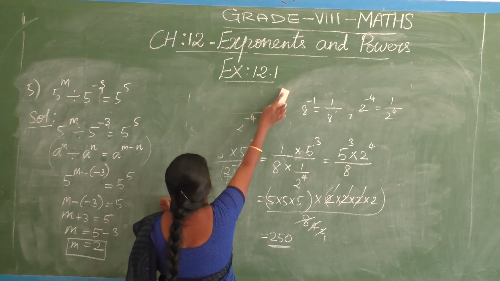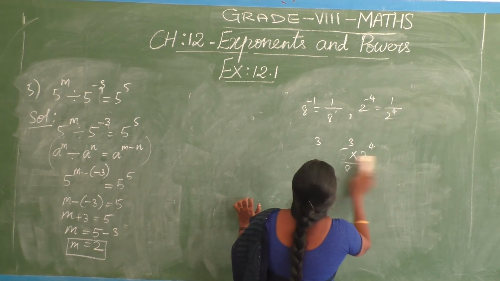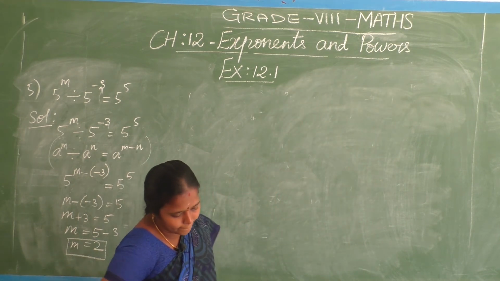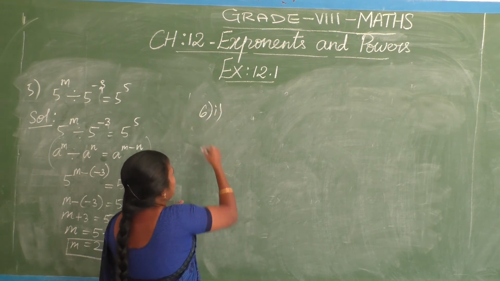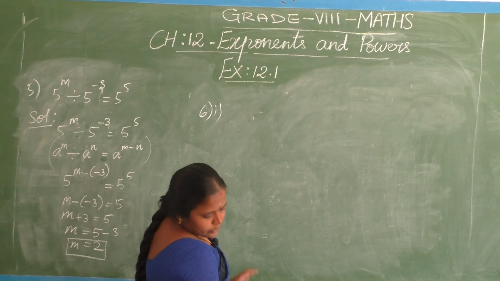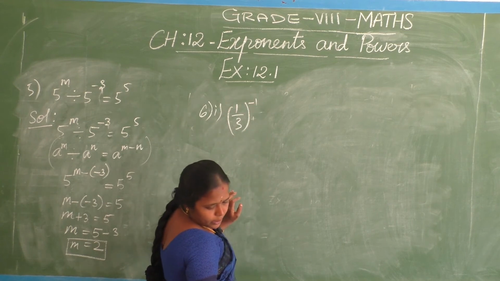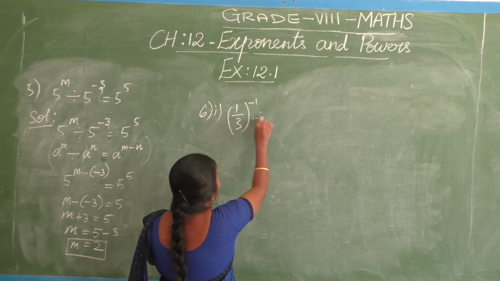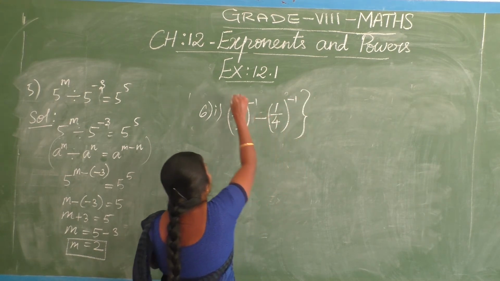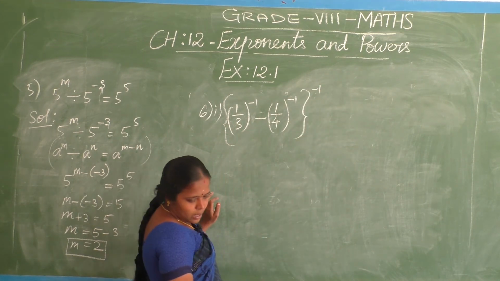Sixth section. Two questions are there. One I am trying, you try another one. First one I am trying: 1 by 3 the whole power minus 1, minus half, 1 by 4 the whole power minus 1. For that, minus 1. Okay, all are negative powers.